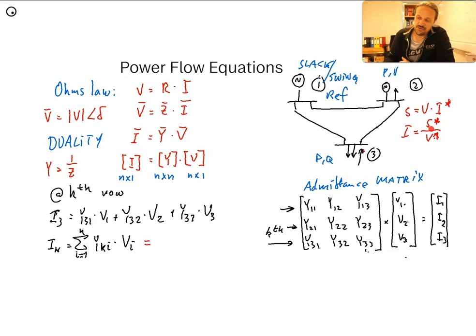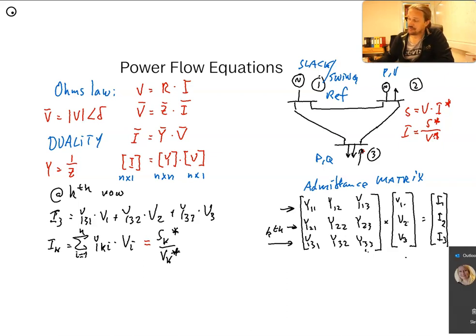So I can use this relation here to find out something more. So let's say that this is SK conjugate over VK conjugate. Right? So far, so good. So, what we are looking at then is that if I just write out this expression, because I'm going to do this for a number of buses. So not only for a 3 bus system, but for 5 and 10 and 25 and so forth.